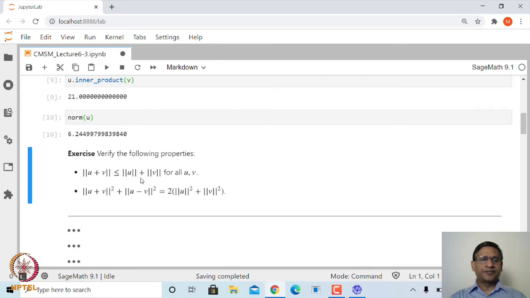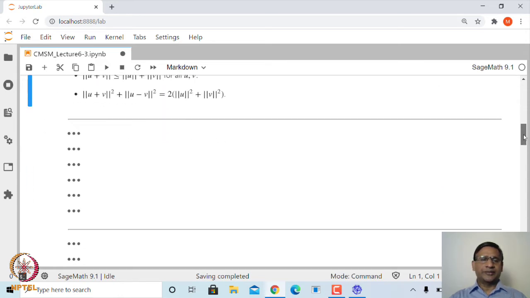Try to verify these two properties of norm, that is the triangle inequality, and this is what is known as the parallelogram law, that is, the sum of the diagonals square. The length of the diagonal square is going to be twice the sum of the squares of each side.